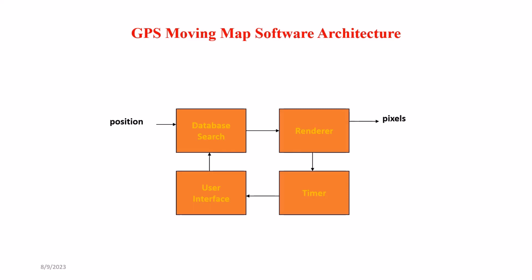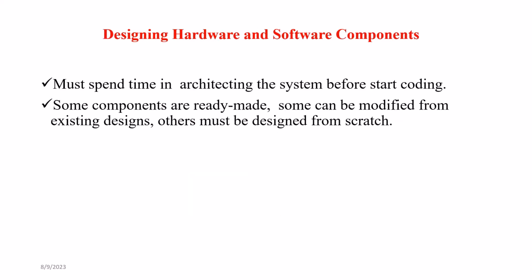will get the display. So in designing hardware and software components, you must spend time architecting the system before starting coding. Some components are ready-made, some can be modified from existing designs, others must be designed from scratch. So designing hardware and software depends: it may be ready-made or you have to start from scratch.